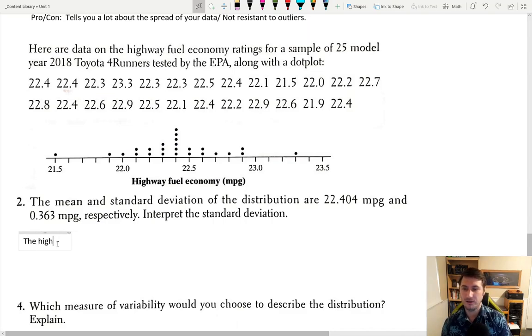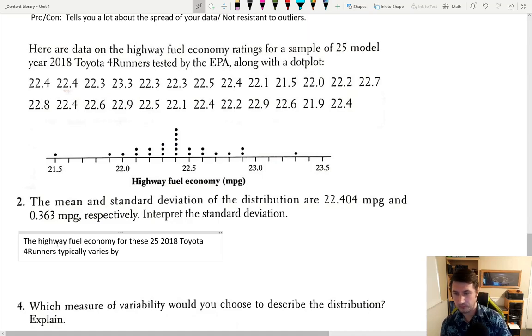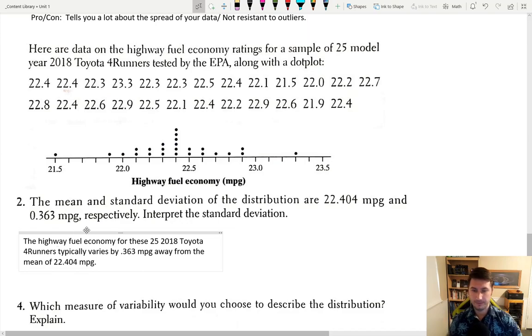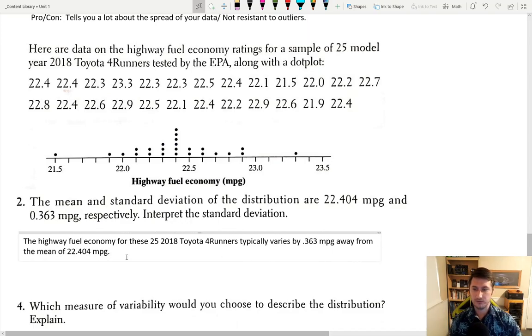So the highway fuel economy for these 25 2018 Toyota 4Runners typically varies by 0.363, so that's how much we're on average away from the middle, miles per gallon away from the mean of 22.404 miles per gallon. Let me stretch that out, make it look a little nicer.